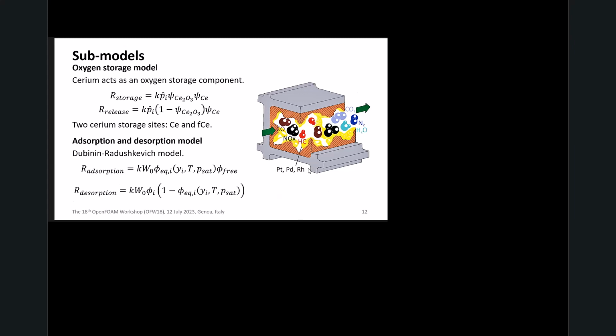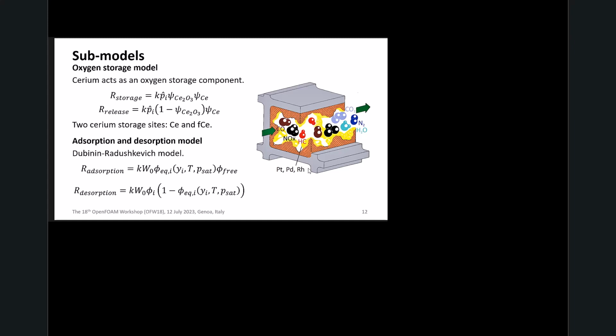So the reaction rate depends on the local oxidation state of cerium and on the total amount of cerium that is present in the washcoat. To have a better description of this storage mechanism, two cerium storage sites are considered, one acting at low temperatures and the other at high temperature.